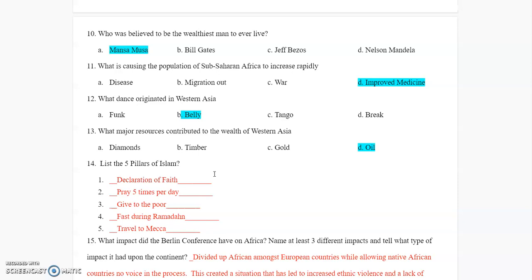Number 14, list the 5 pillars of Islam. Remember that 4 of these 5 can be attributed to almost every religion in some manner or form. Remember our declaration of faith. It's like baptism within the Christian faith. You pray 5 times, give to the poor or charity, fast during Ramadan, and then the only one that's really different or unique to Islam is the travel to Mecca, that pilgrimage to Mecca.